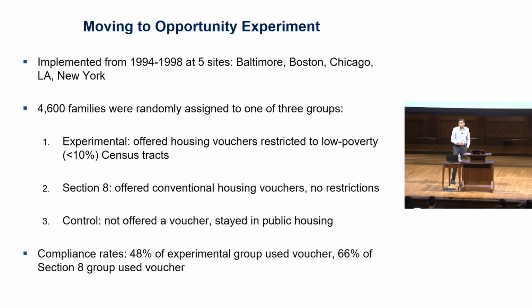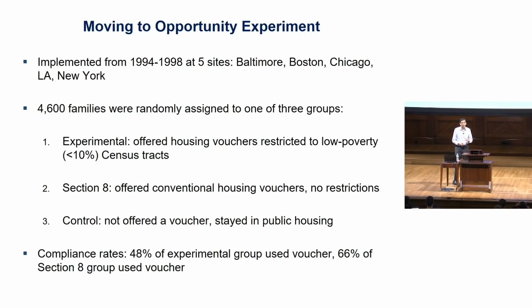Now, the second group is the Section 8 voucher group. This group was offered conventional housing vouchers. By that I mean housing vouchers that were worth the same exact amount as the experimental group. But importantly, that group faced no restrictions in where those vouchers could be used. They could rent an apartment wherever they wanted. It didn't have to be a low poverty place. It could be a high poverty place. You could choose wherever you found an apartment.